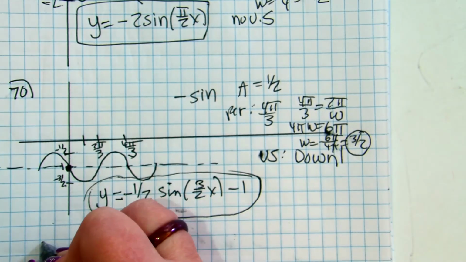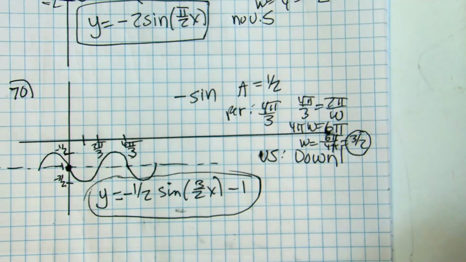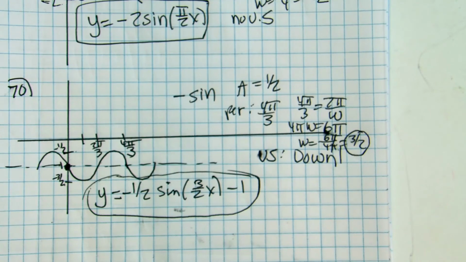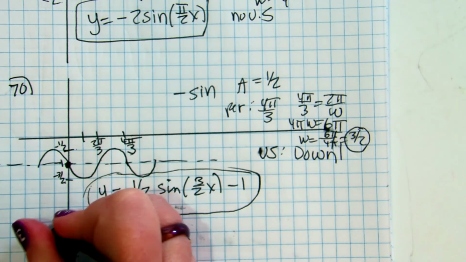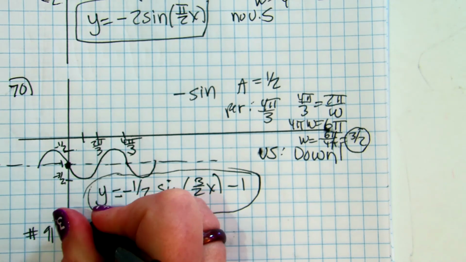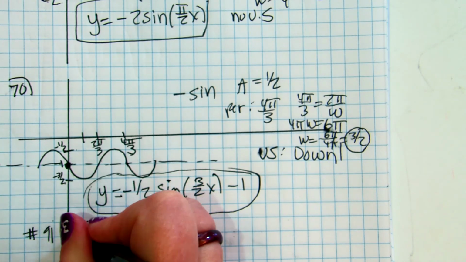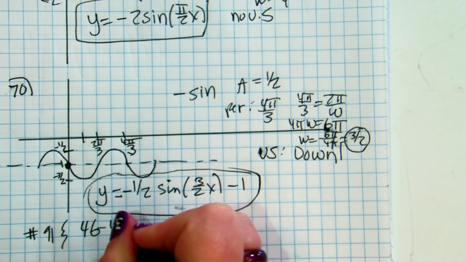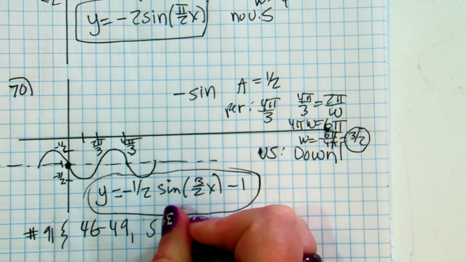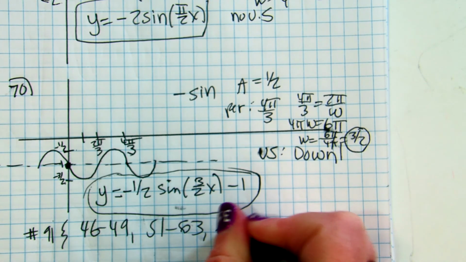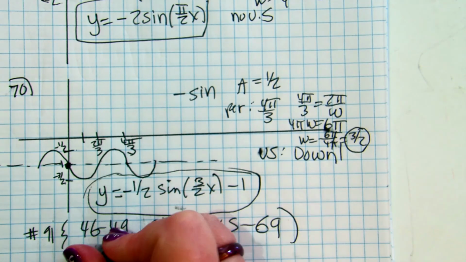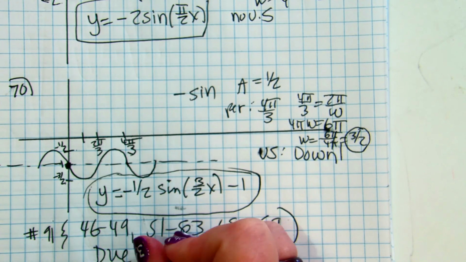Your homework is number 91, 46 to 49, 51 to 63, and 65 to 69. And it's due Friday.